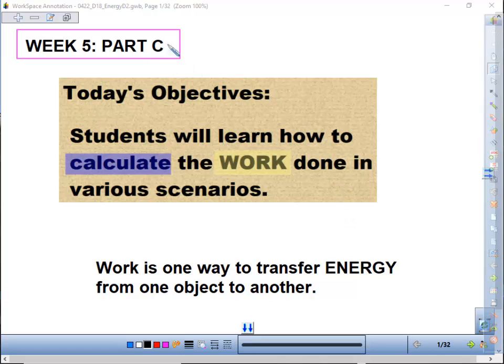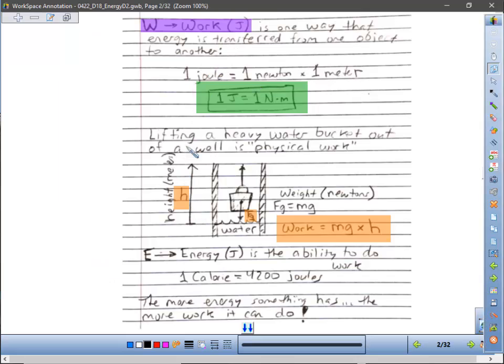Today is part C, the final part for week 5's lesson on work. You're going to learn how to calculate the work done in various scenarios. So today is sort of like a quiz on calculating work. And so hopefully you went and watched part A and part B already. You want to make sure you have your notes from the last video.